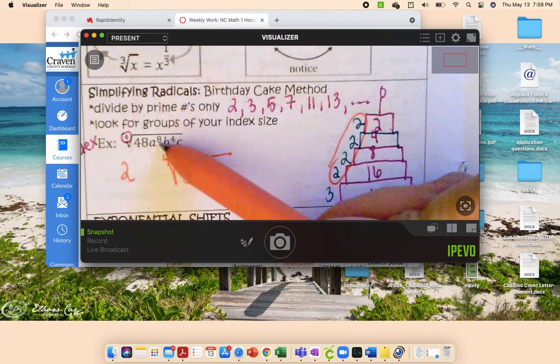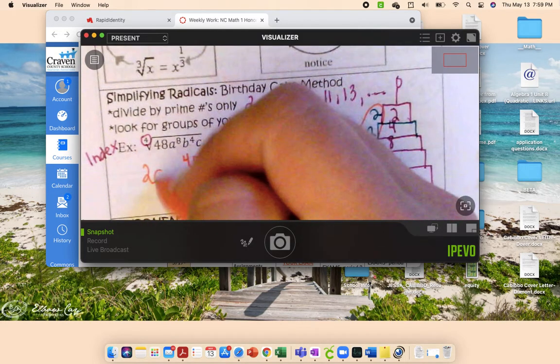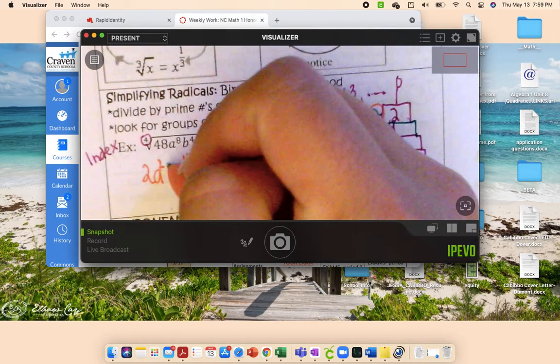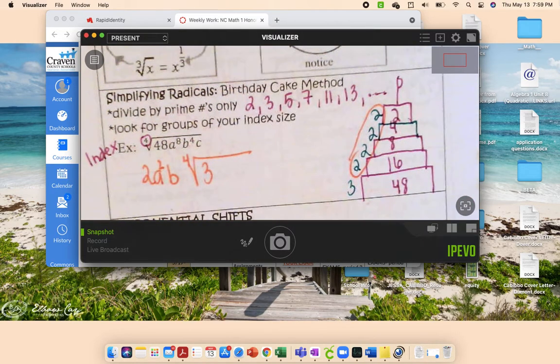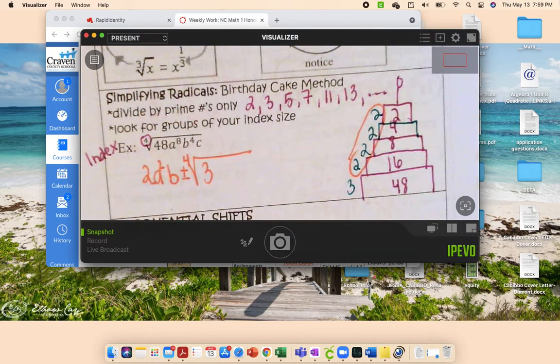So I have a to the 8th. I'm going to divide by 4. 8 divided by 4 is going to get me a to the 2nd power. All right, well, b to the 4th. So 4 divided by 4 is going to get me b, because that is an exponent of 1. Again, I don't have to write that 1. When I'm taking even roots, I have to understand I have a positive and a negative answer.